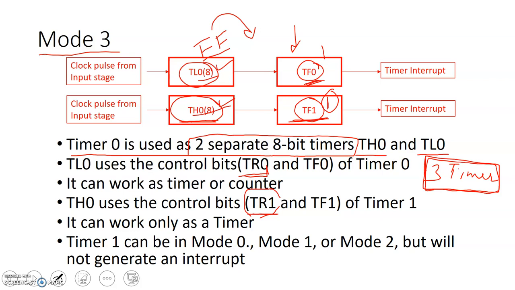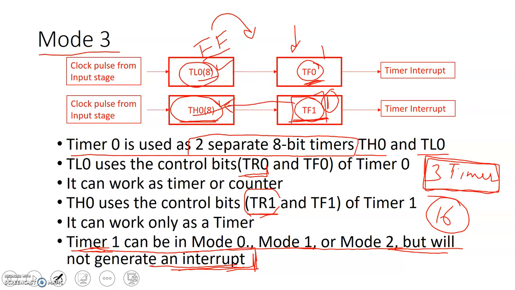Then what happens to timer 1? Timer 1 can be used in either mode 0, mode 1 or mode 2, but will not generate any interrupt. It is a 16-bit timer and will work as a 16-bit timer here also, but it will not generate any interrupt. Why won't it generate any interrupt? Because it hasn't got any flag associated with it. TF1, which was only associated with the timer 1 interrupt, is being used by the TH0 timer. Fine.